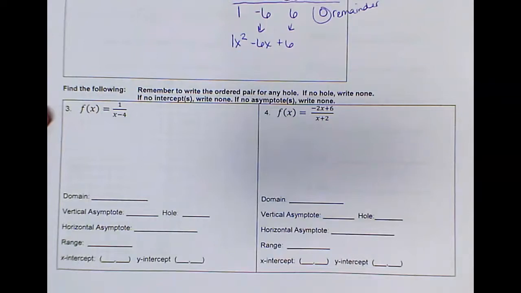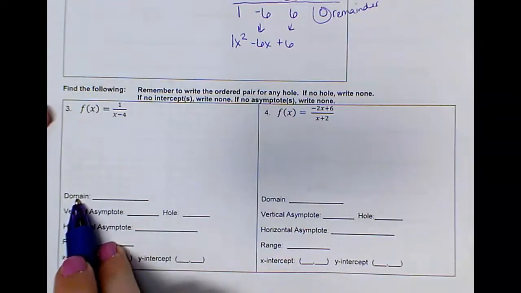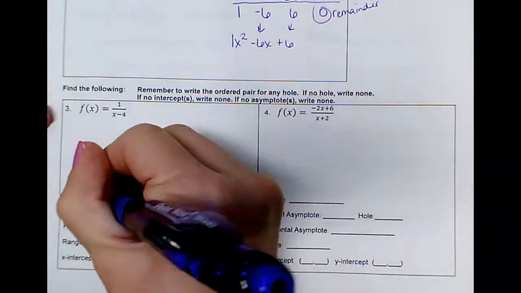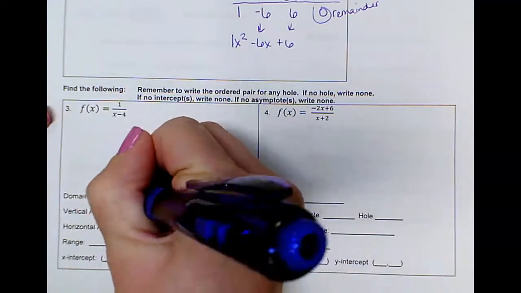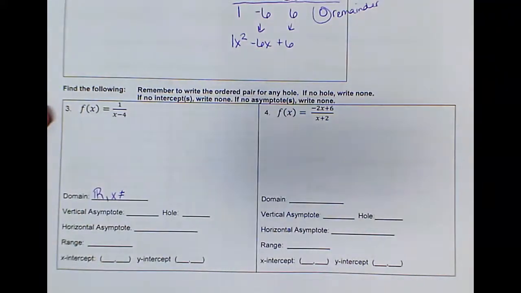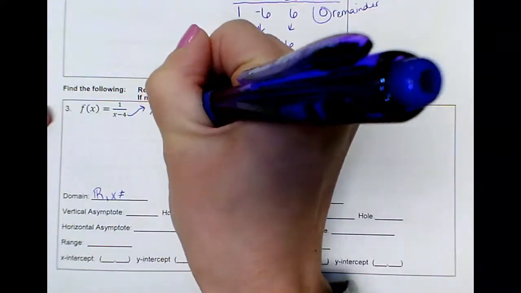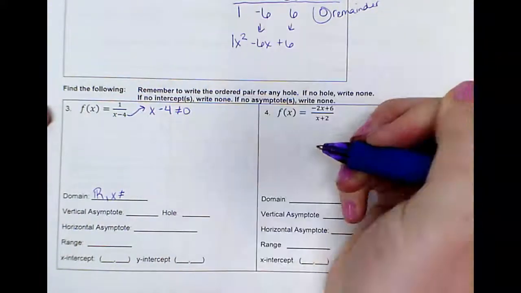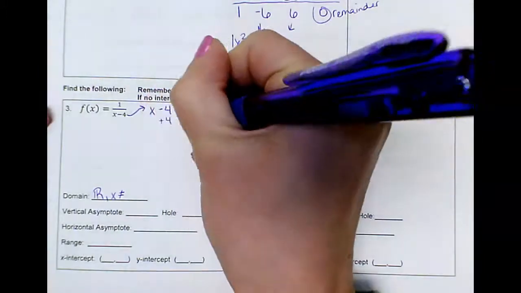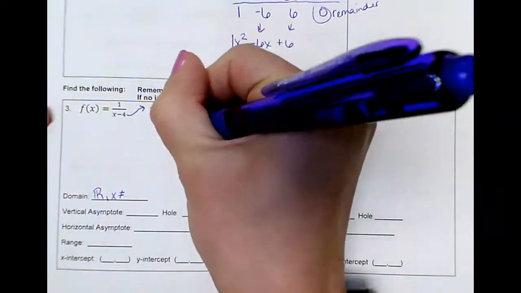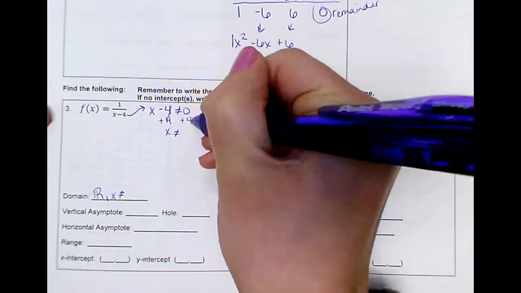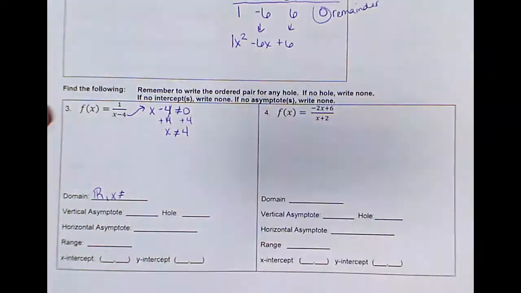So on number 3, first thing I want to do is find the domain. Well, the domain of all rational functions is all real numbers except any x values that you take out. And remember that you take out x values that make the denominator 0. So x minus 4, we don't want it to be 0. So if I solve my little mini equation, x cannot have a value of 0 plus 4, which is 4.